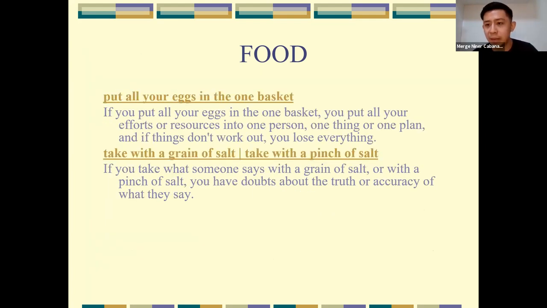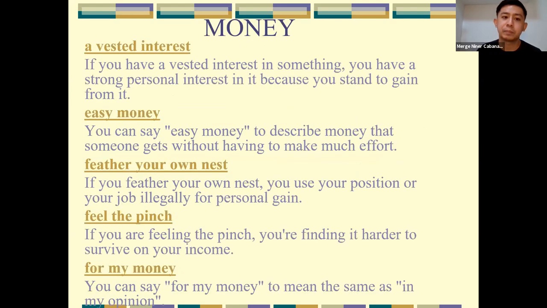Put all your eggs in the one basket. So hindi mo dapat ilagay lahat ng effort. You don't put all your money, your investments in just one thing. It's so much better if you're going to diversify. Because if that thing or plan fails, you lose everything. So don't put all your eggs in the one basket. Take with a grain of salt or take with a pinch of salt. So if something is difficult to believe, take it with a grain of salt. Huwag masyadong paniniwalaan lahat ng narinig na sabi-sabi.